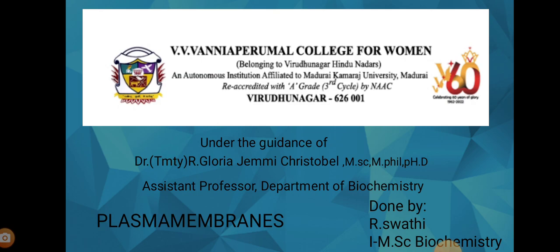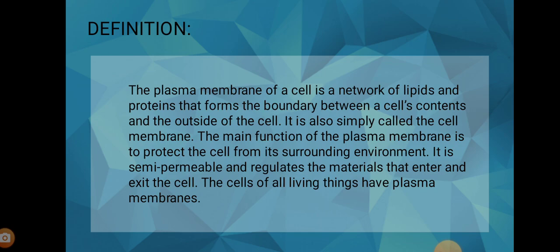In this video, I would explain the basic structure and functions of the plasma membrane. Definition. The plasma membrane of a cell is a network of lipids and proteins that forms the boundary between a cell's contents and the outside of the cell. It is also simply called the cell membrane. The main function of the plasma membrane is to protect the cell from its surrounding environment. It is semi-permeable and regulates the materials that enter and exit the cell. The cells of all living things have plasma membranes.